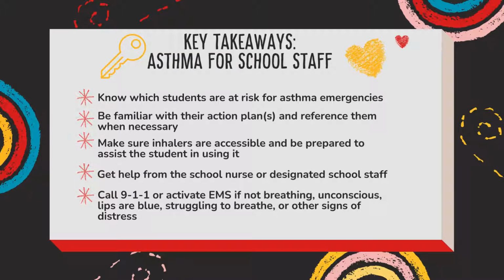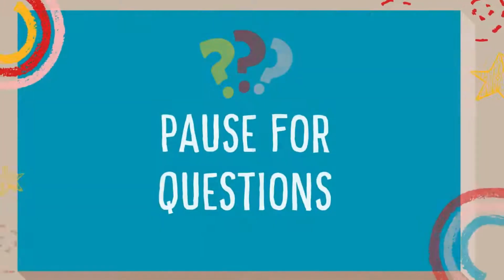To be familiar with their action plan and reference it when needed, to have access to quick-relief asthma medications and be prepared to help students administer them, to notify the school nurse or other school personnel in the event further assistance is necessary. And finally, it's critical to not hesitate in calling 911 if the student is not breathing, if they are unconscious, if their lips are turning blue, they are struggling to breathe or showing any signs of significant distress. This wraps up our school staff guide to asthma.